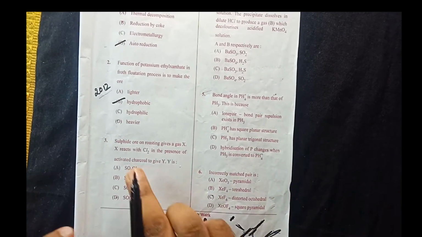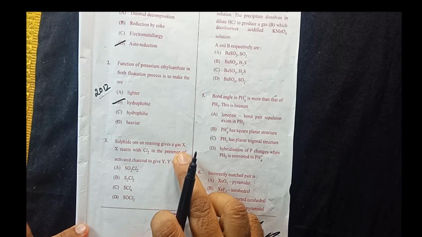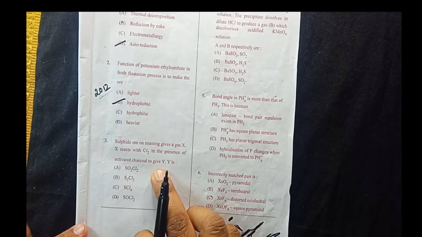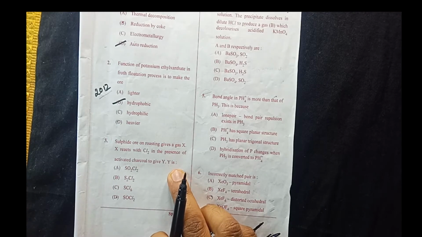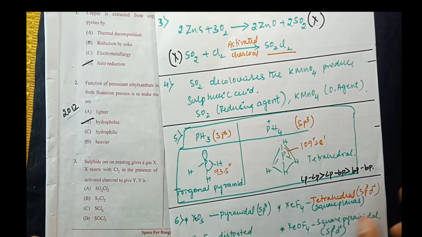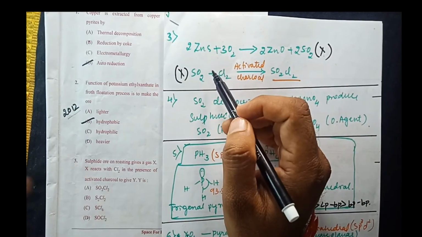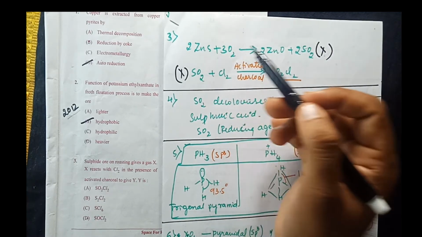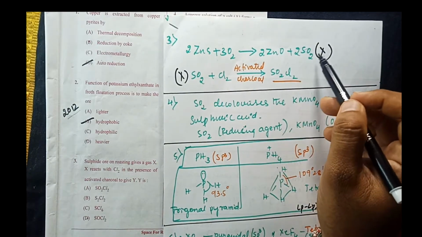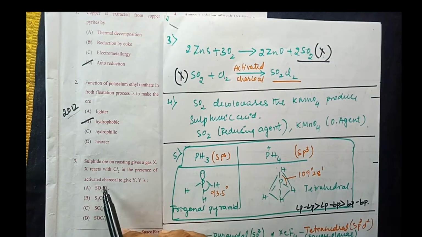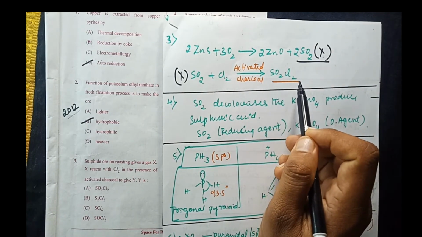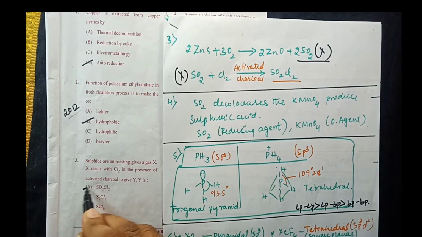The sulfide ore on roasting gives a gas X. That gas reacts with Cl2 in the presence of activated charcoal to give Y. We have to find out Y. Look here: I have taken the sulfide ore as zinc sulfide, which is roasted, meaning heated in the presence of air. We get zinc oxide and sulfur dioxide. Here X is SO2, which is treated with Cl2 in the presence of activated charcoal. We get SO2Cl2. So the option is A.